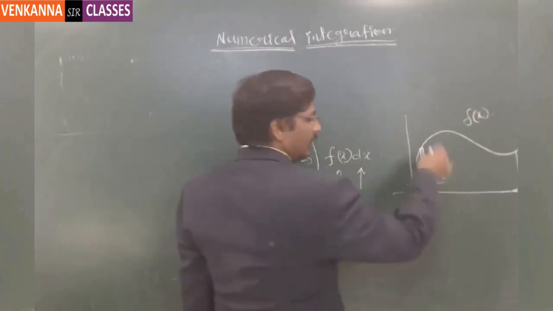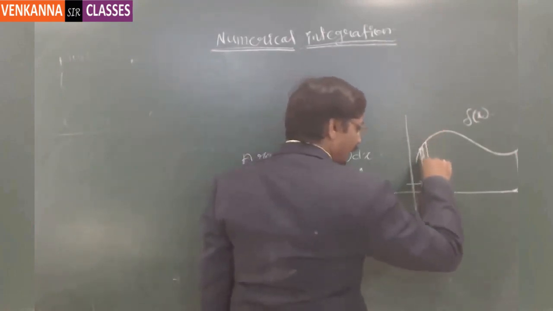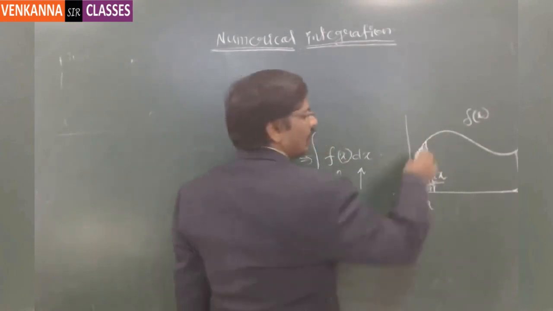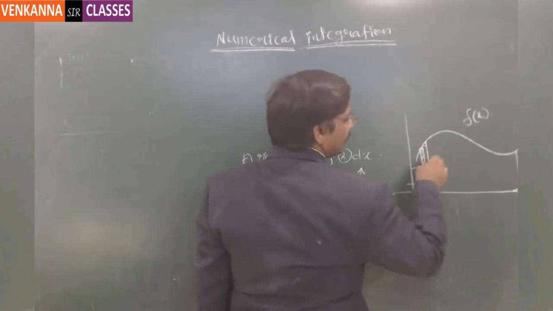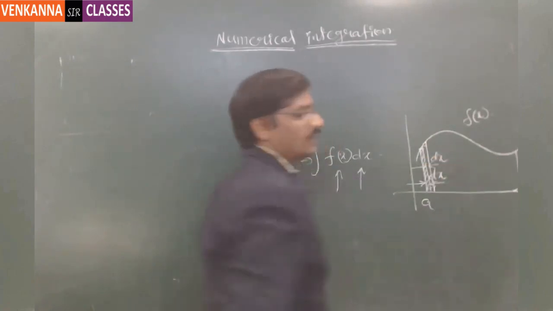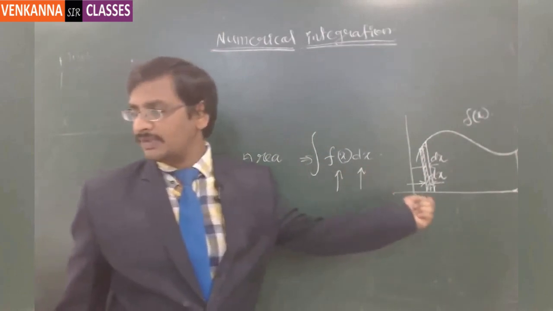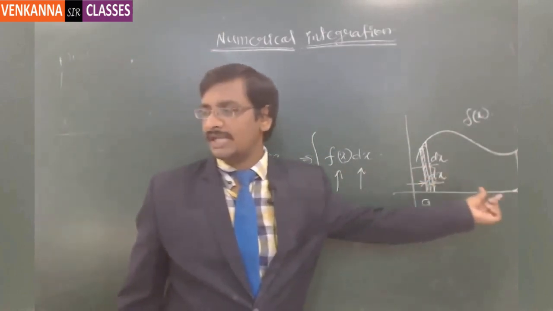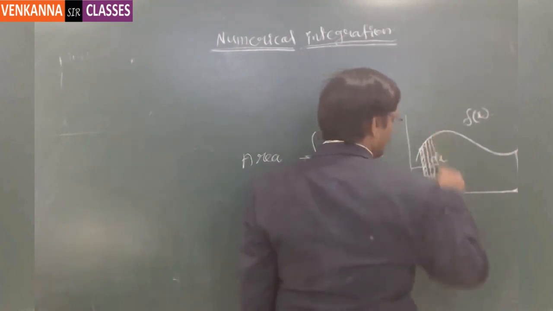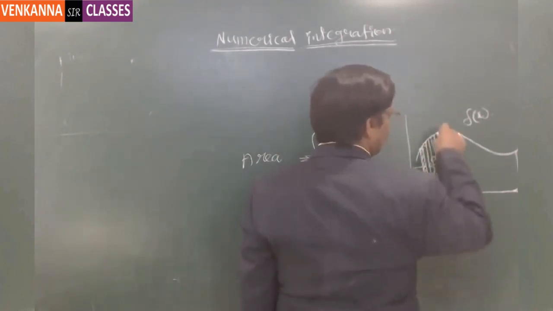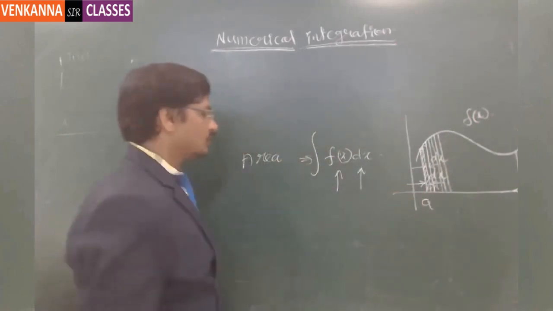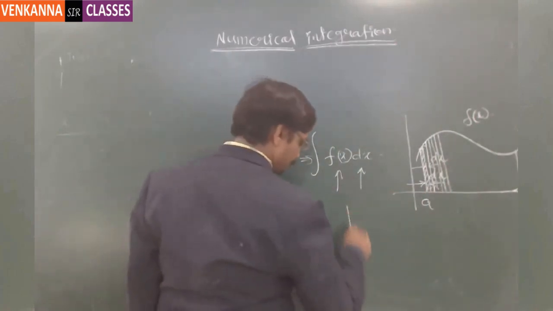In the next moment, you will calculate one more strip, and the height is a little increased now, and again dx is the width. So this entire thing is divided into parts of dx. Like this, small strips, and we are calculating the area as if each is a rectangle.